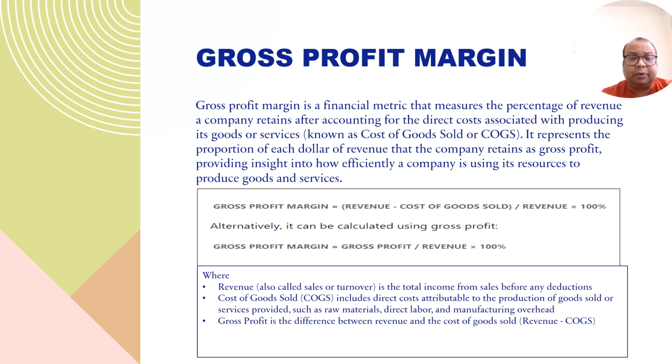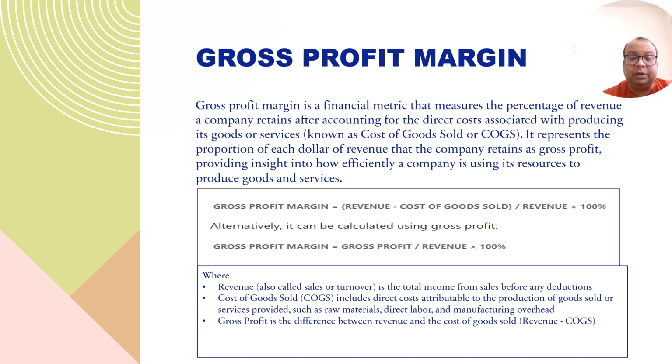Next is gross profit margin, which shows how much money a company keeps from its sales after paying for the direct costs of making its products or delivering its services. It tells you how efficiently the company produces what it sells and how much of each dollar of revenue remains before other expenses are paid.